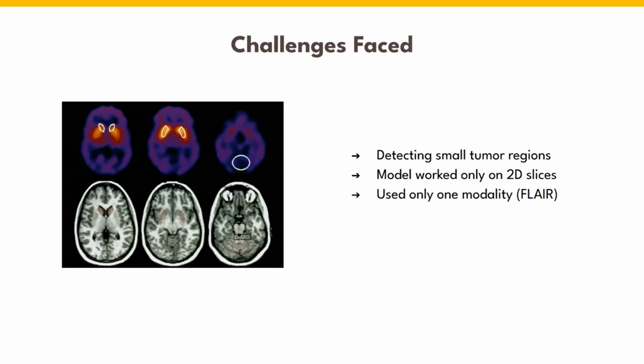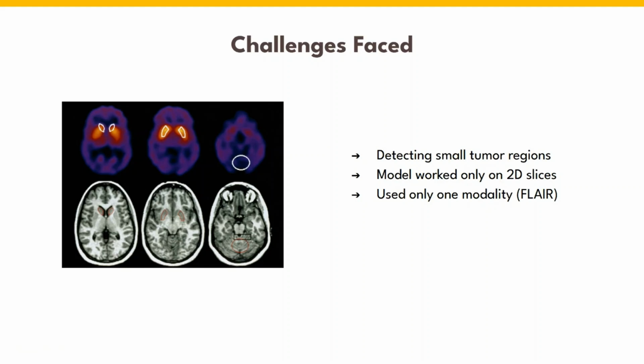However, we faced some challenges while doing the project. Firstly, our model had difficulty detecting very small tumors, especially when they looked similar to noise. Secondly, we worked only with 2D images, so the model couldn't understand the 3D structure of the tumor. And finally, we used the FLAIR modality. Other MRI types like T1 and T2 might have given better results when combined.